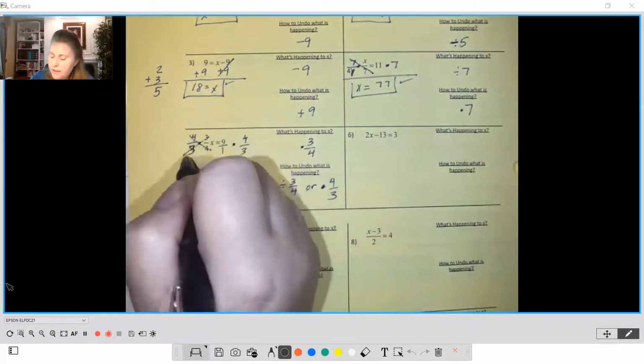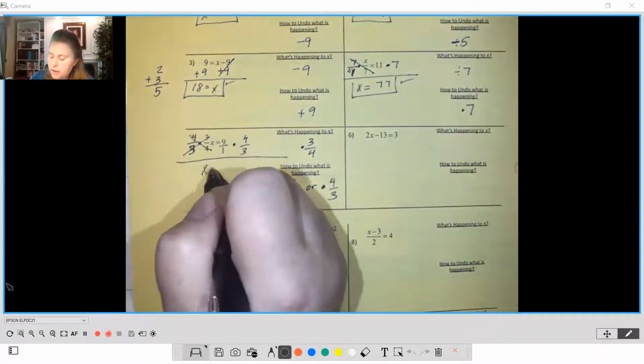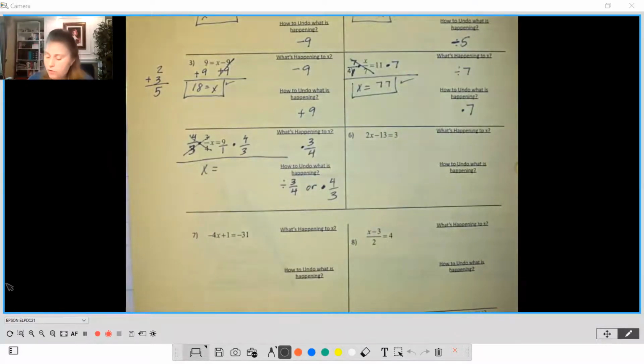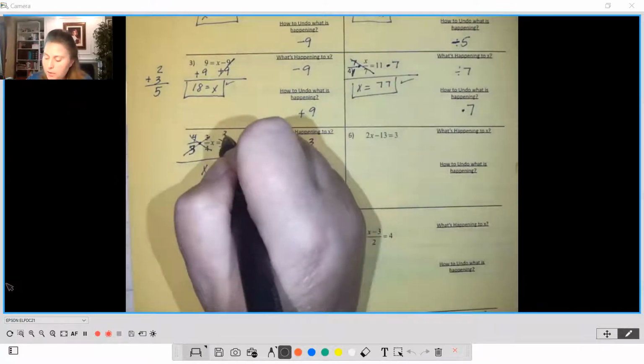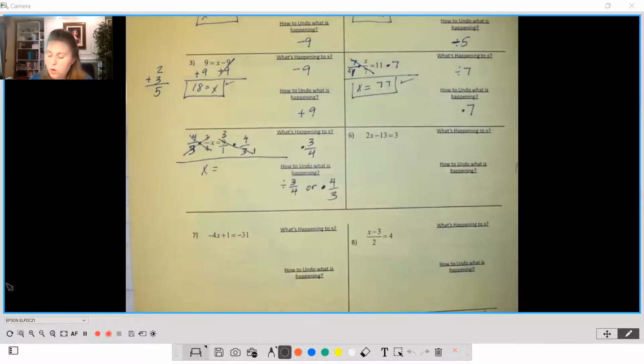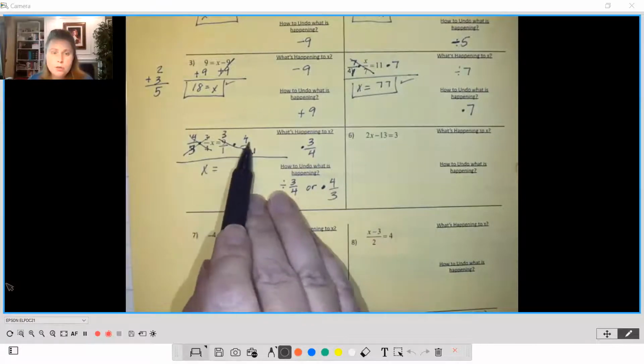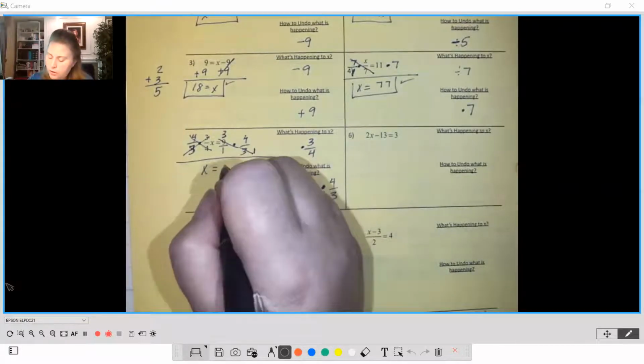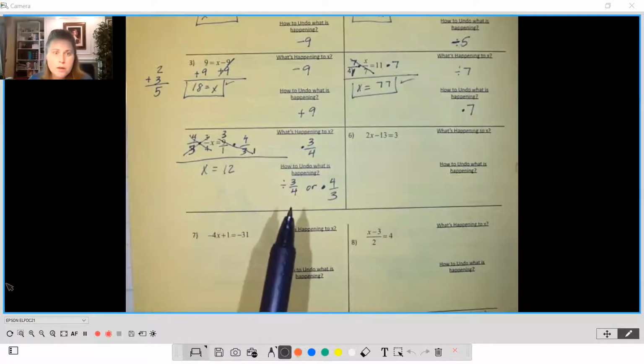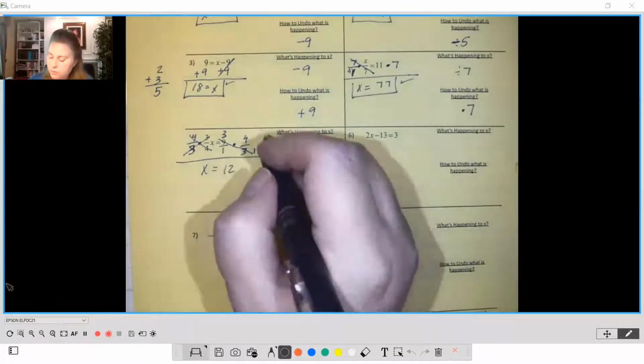Okay, the 4's cross cancel, the 3's cross cancel, leaving us with x. Okay, over here, the 9 and the 3 are both divisible by 3. 9 divided by 3 is 3. 3 divided by 3 is 1. So I have numerator times numerator. 3 times 4 is 12. Denominator times denominator. 1 times 1 is 1.